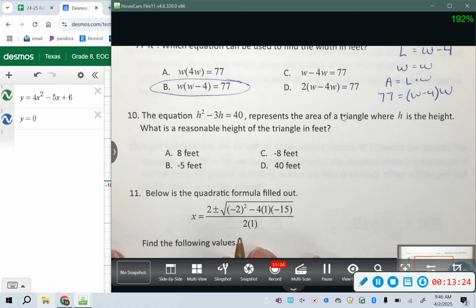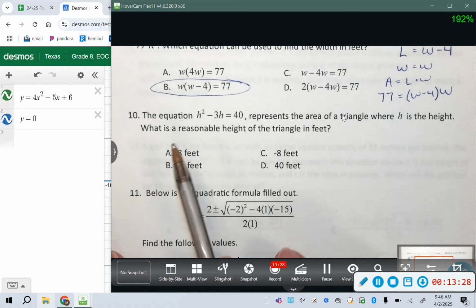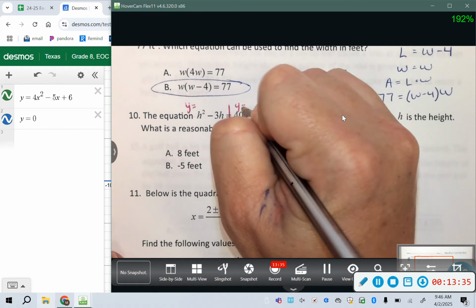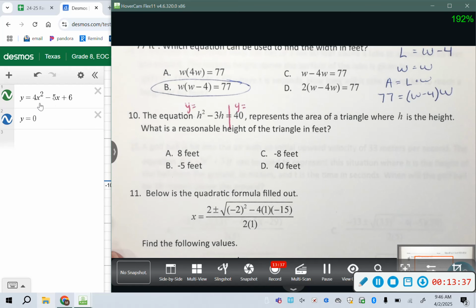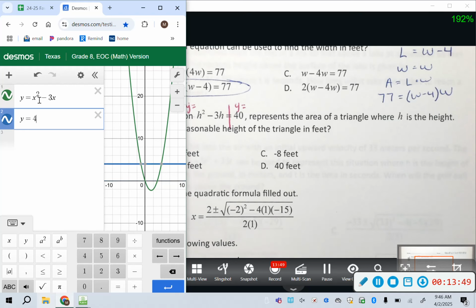Look at number 10. 10 says the equation here represents the area of a triangle where h is the height. What is the reasonable height of the triangle in feet? So let's type it in. Let's use a calculator. Y equals. Let's see what it equals. So we have, I'm going to use x instead of h. Minus 3x. And then the other side of y equals 40.